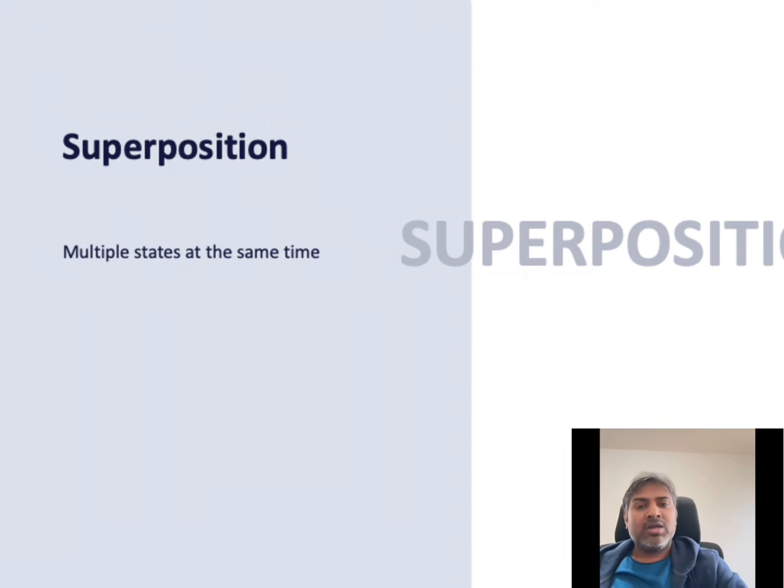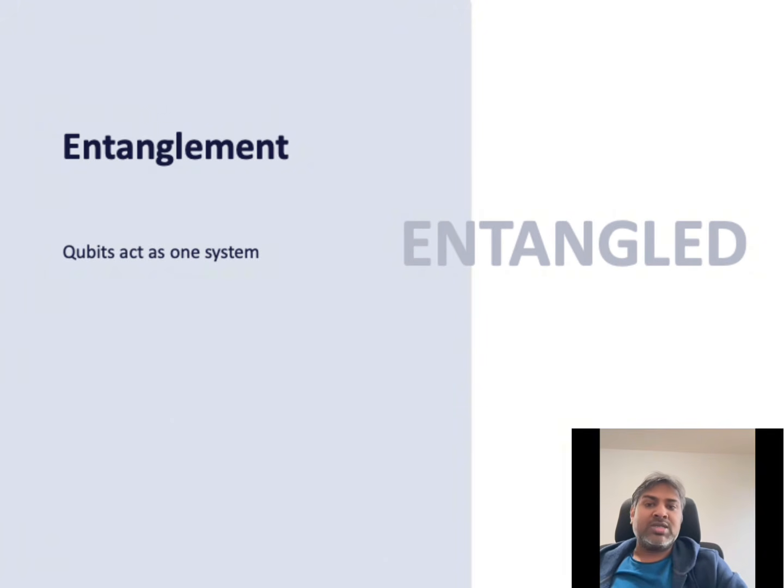Now the other fundamental property is entanglement. So what is entanglement? Entanglement is another uniquely quantum phenomenon that gives quantum computers their strength. When two or more qubits become entangled, their states are no longer independent. This means that measuring or changing the state of one qubit instantly affects the state of the other, even if the qubits are separated by large distances.